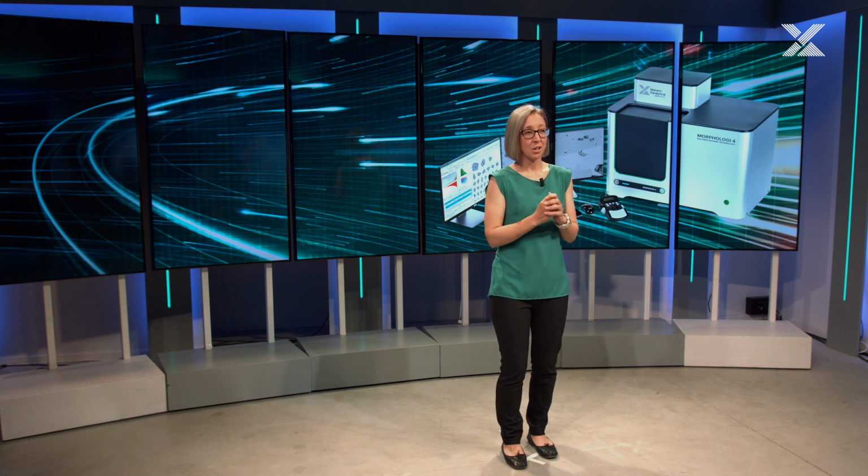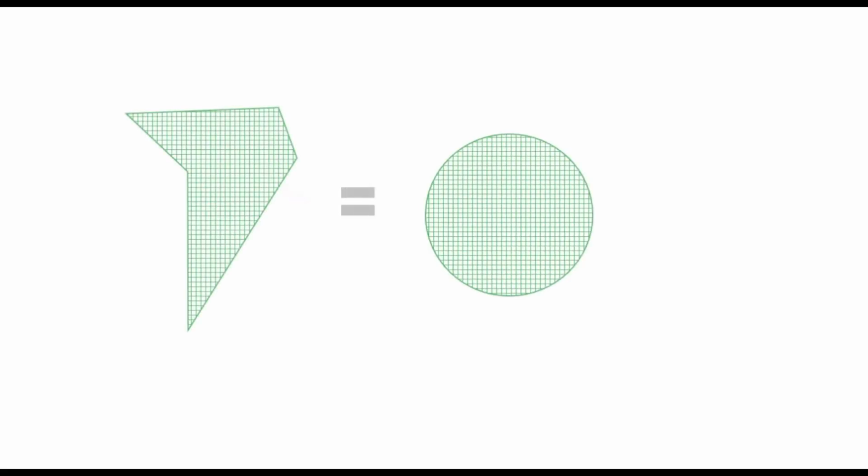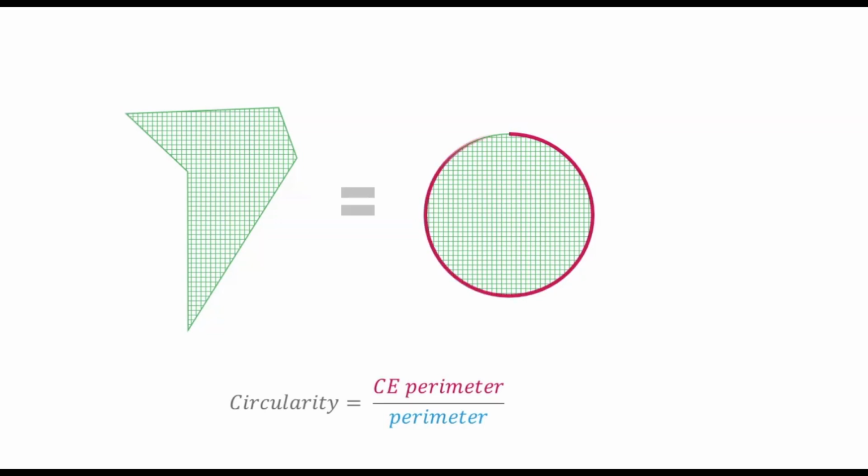Circularity tells you how close a particle is to being a perfect circle. To calculate circularity, you take the area of a particle, make it into a circle with the same area, and divide the perimeter of that circle by your original particle's perimeter. If the particle is perfectly circular to start with, then the perimeter will be the same and the circularity value will be 1.